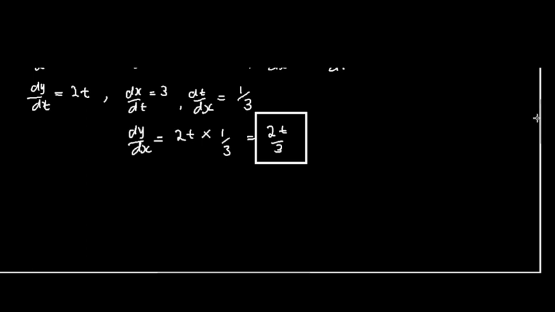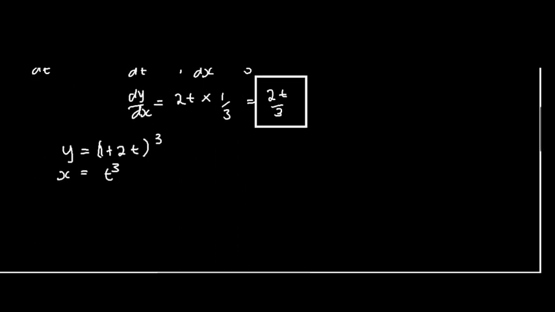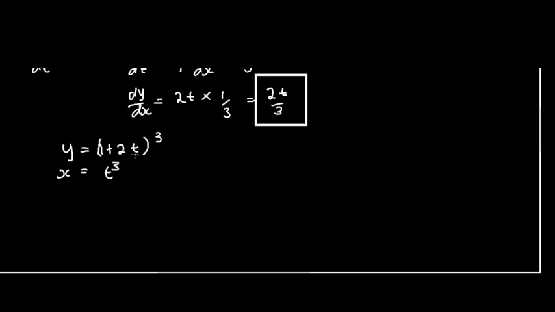Assuming that we have our function y equal to (1 plus 2t), and all of this to the power 3. And then we also have x equal to t cubed. So how do we get the derivative function for these parametric equations? We still have the parametric variable as t. We shall say that dy/dx will equal dy/dt times dt/dx, like that.